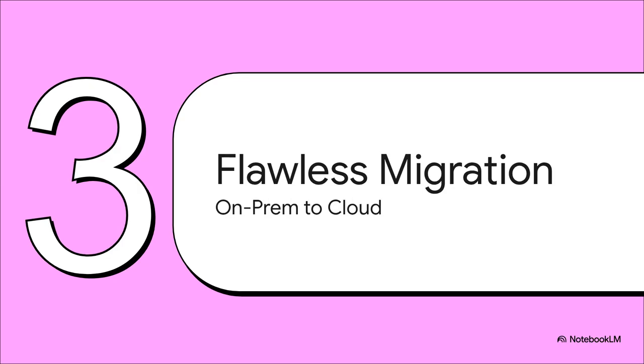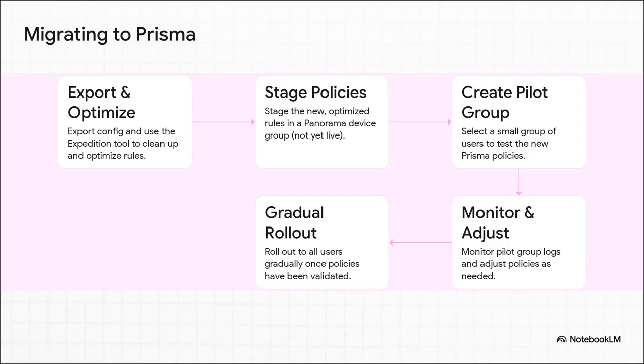All right, let's talk about the big one. The kind of project that gets you noticed, that gets you promoted. Migrating an entire company's security from on-prem firewalls over to Prisma Access. This is not something you can just wing. It takes careful planning to make sure you don't break the business. So here's how the pros do it.